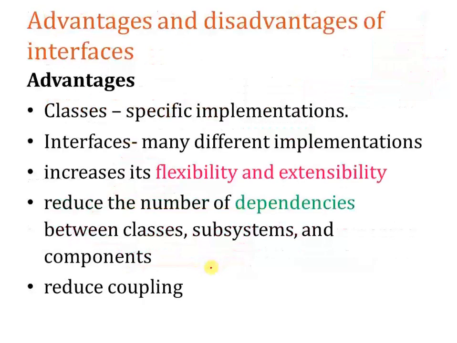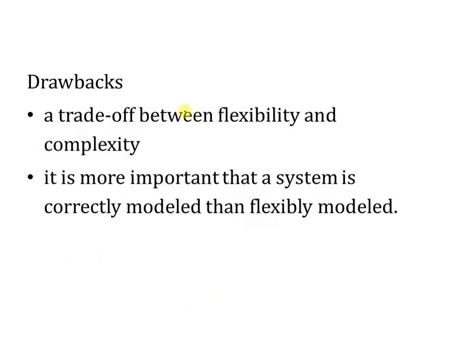This is mainly used to reduce the coupling between the subsystems. What are the advantages and disadvantages of interfaces? The advantages are that we can hide the classes, that is, only the specific implementation of the classes is projected. And we have many different types of implementations. You need not start the implementation as a whole together. You can go for many compartments of implementations. This increases the flexibility and extensibility, and reduces the number of dependencies between classes, subsystems and components, which is also called reducing the coupling. What are the drawbacks? There will be a trade-off between flexibility and complexity. For example, if a system is said to be less complex, it's simple.